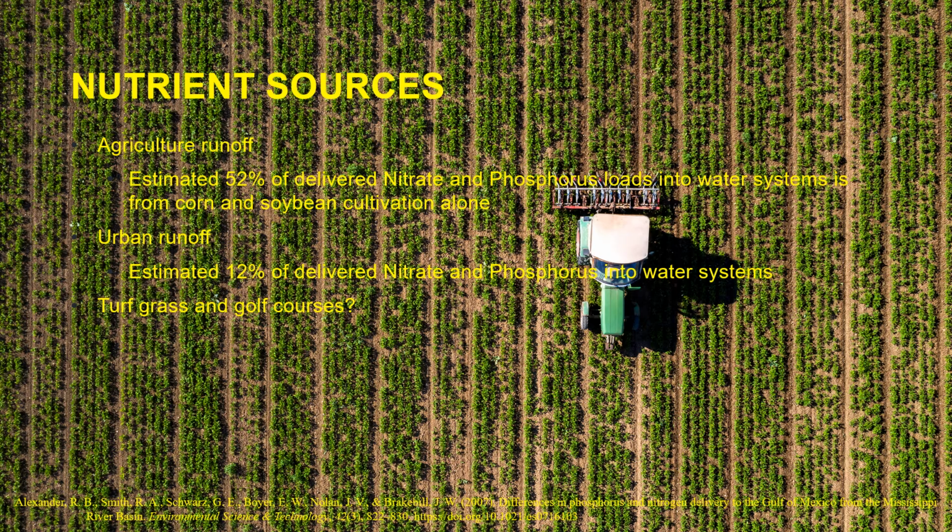But besides agriculture, there's also urban runoff, which has an estimated 12% of delivered nitrate and phosphorus into water systems as well. So definitely not as significant of a factor, but definitely should still be considered and regulated in order to fix the problem of these hypoxic dead zones.